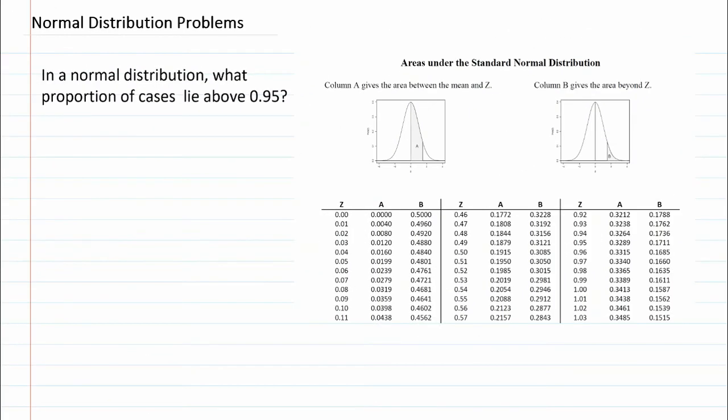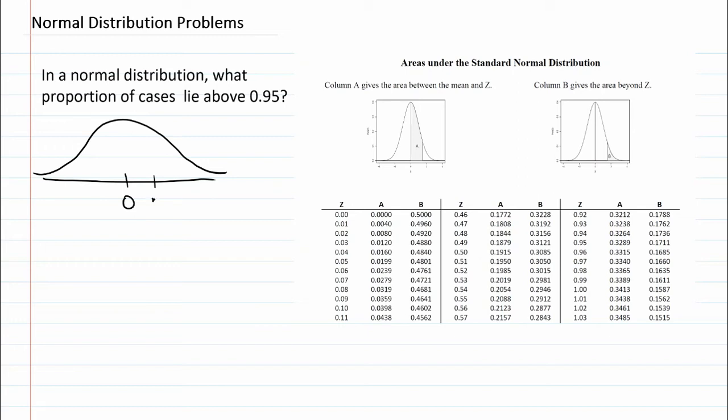In this video, I'm going to work through a few problems with the normal distribution. The question asks, in a normal distribution, what proportion of cases lie above 0.95? The best way to get started with these problems is to draw a picture of what you're looking for. Here I have a standard normal distribution, or the best I can do to draw one. And I want to know what proportion of cases lie above 0.95.